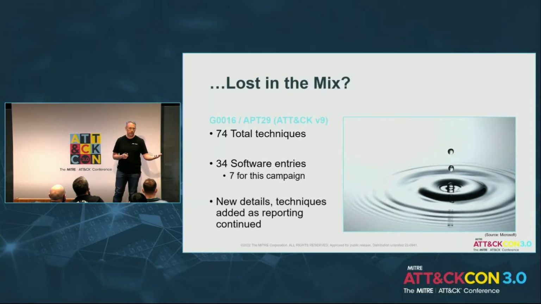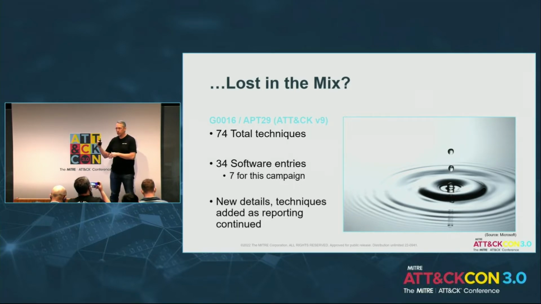So we ended up taking UNC 2452 and merging it into our G0016 or APT29 entry. All the information carried over. None of it was lost. But what we discovered was the details of SolarWinds quickly became lost in what was one of our largest group entries in ATT&CK.